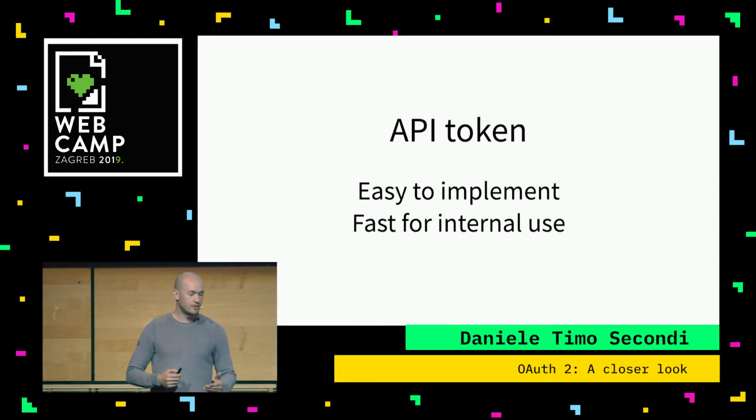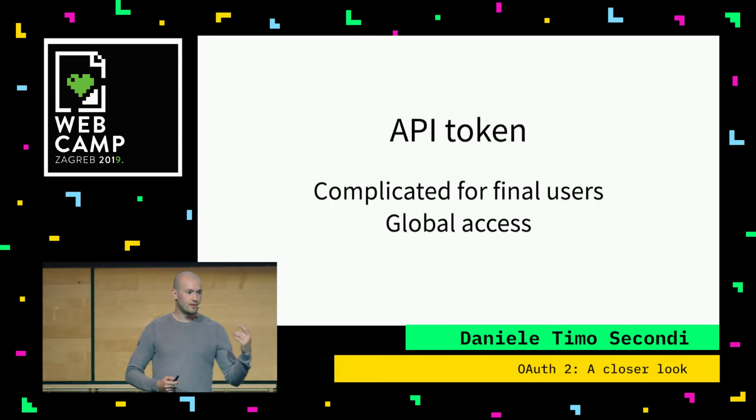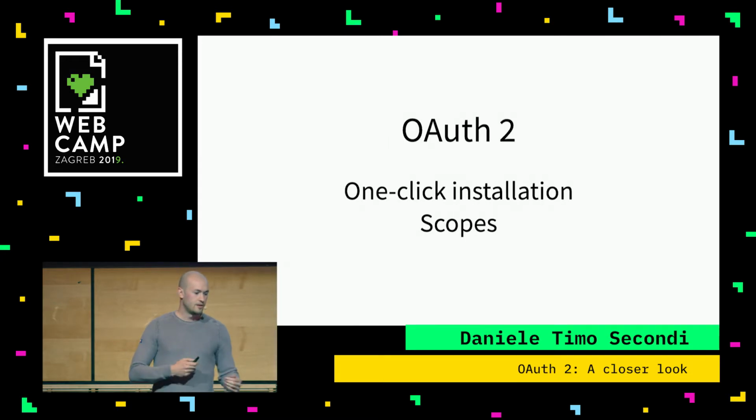But they're not the best if you want to develop something and make it public to the whole world. Why? Because, first of all, it's complicated for the final user. If you build an app that needs an API key, you have to ask the final user to give you the API key, so they will have to copy-paste the key at some point. That's not the best user experience. And again, same problems that you have with passwords: you need to request global access, and if you change your API key, you break the integration with all of the applications. With OAuth 2, on the other hand, you have one-click installation.